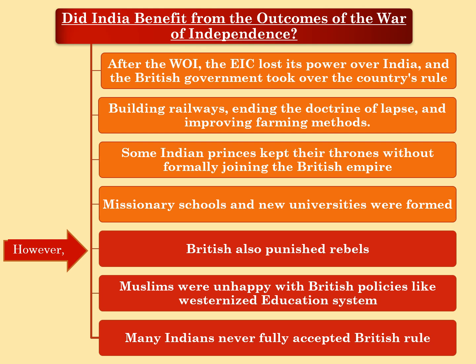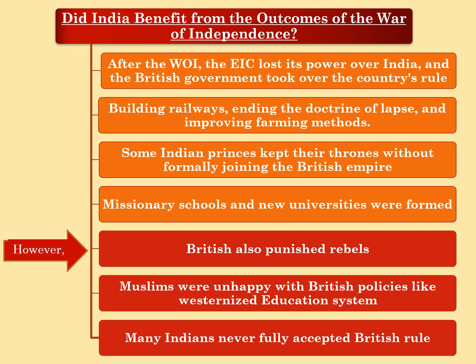Let's see the answer. After the War of Independence, the East India Company lost its power over India and the British government took over the country's governance. British officials like the Secretary of State for India and the Viceroy now governed India, implementing various changes like building railways, ending the Doctrine of Lapse, and improving farming methods.